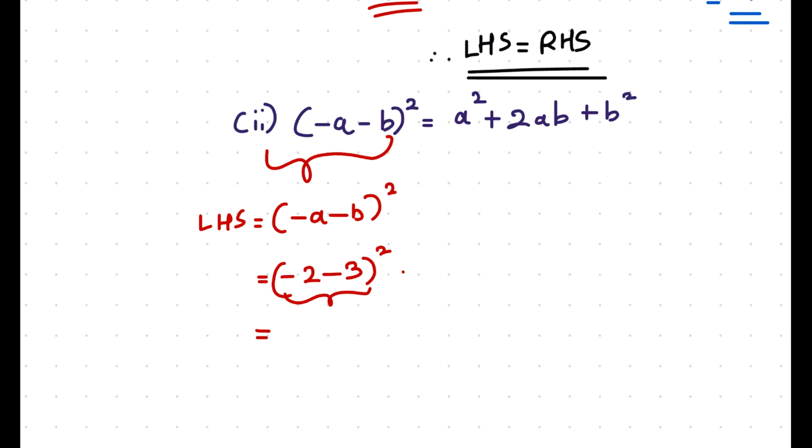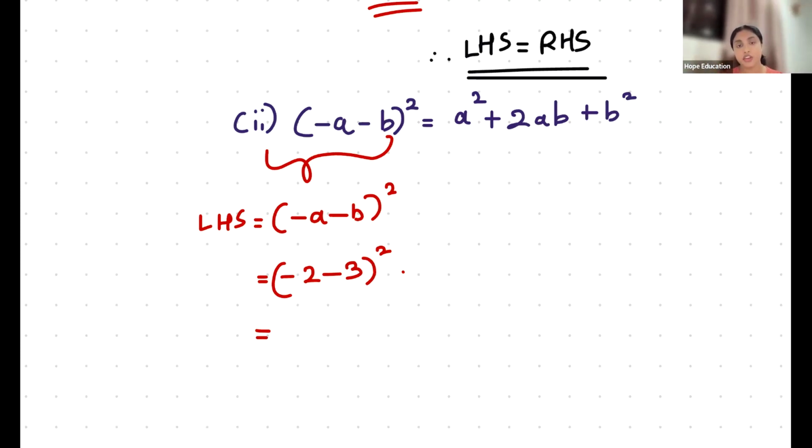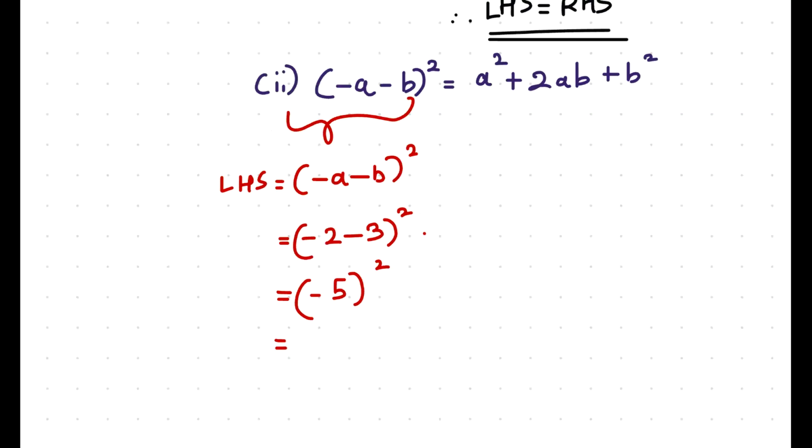Minus 5, yes. So, if we are adding or subtracting the same sign, we just add the values and we put the sign. 2 plus 3 is 5 and we put the sign minus. So, we get minus 5. Minus 5 squared, what is the answer? 25. Is it plus 25 or minus 25? Plus 25. So, 5 times 5, 25, minus times minus is plus.